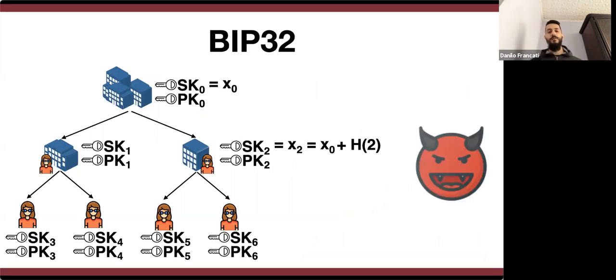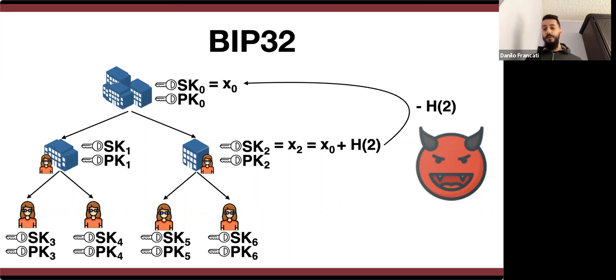The problem with this approach is that it's not secure. There is a privilege escalation attack. For example, in this case, node 2, in order to expose the secret key of the father, the root node, the only thing it has to do is to remove the hash of 2 from its secret key.